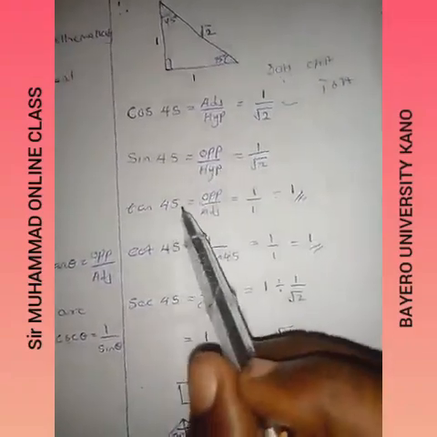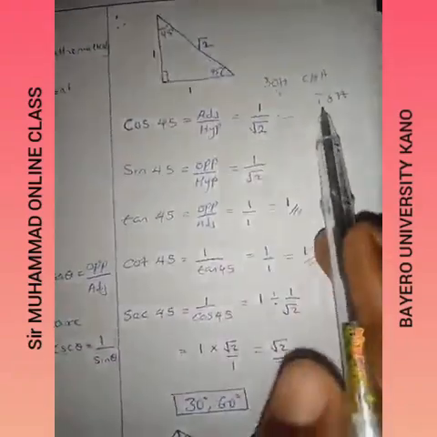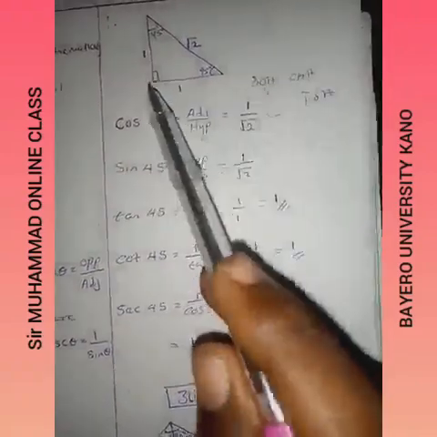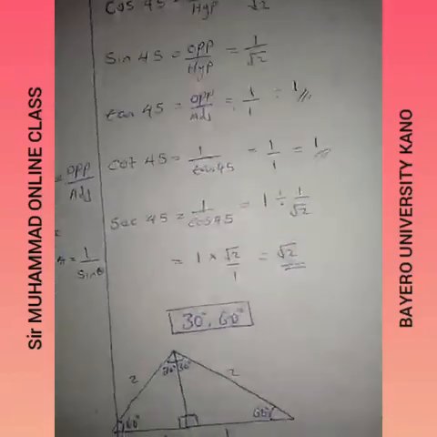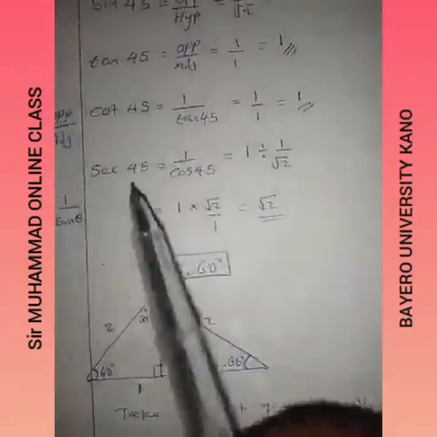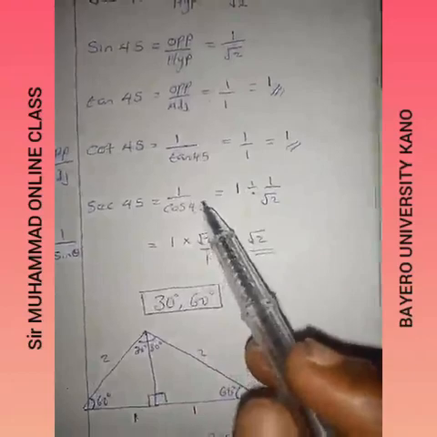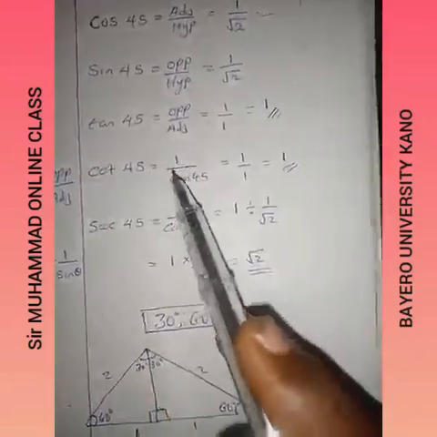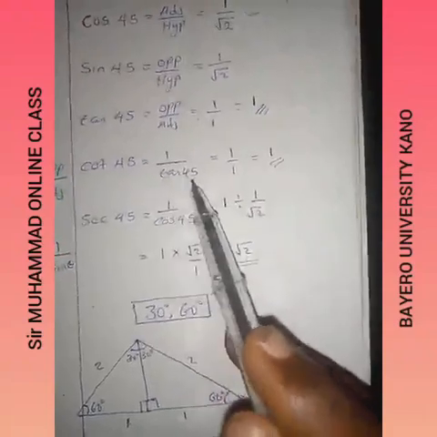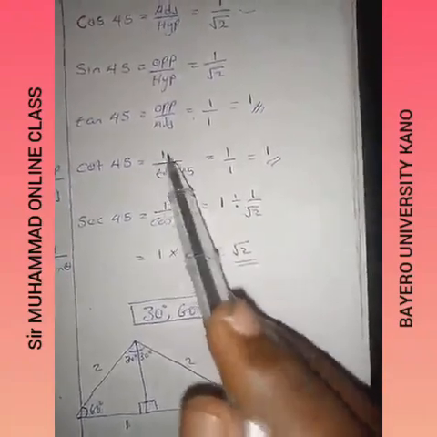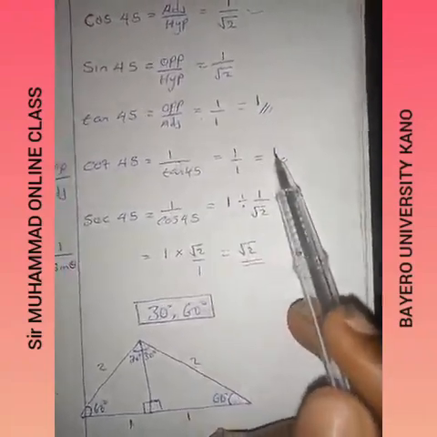Then tan 45 is what? Tan is opposite over adjacent. So this is opposite, this is adjacent, that is 1 over 1, which is equal to 1. Now, cot 45 is 1 over tan, right? Cot is 1 over tan, so we can say 1 over tan 45, which is 1. So 1 divided by 1 is equal to 1.